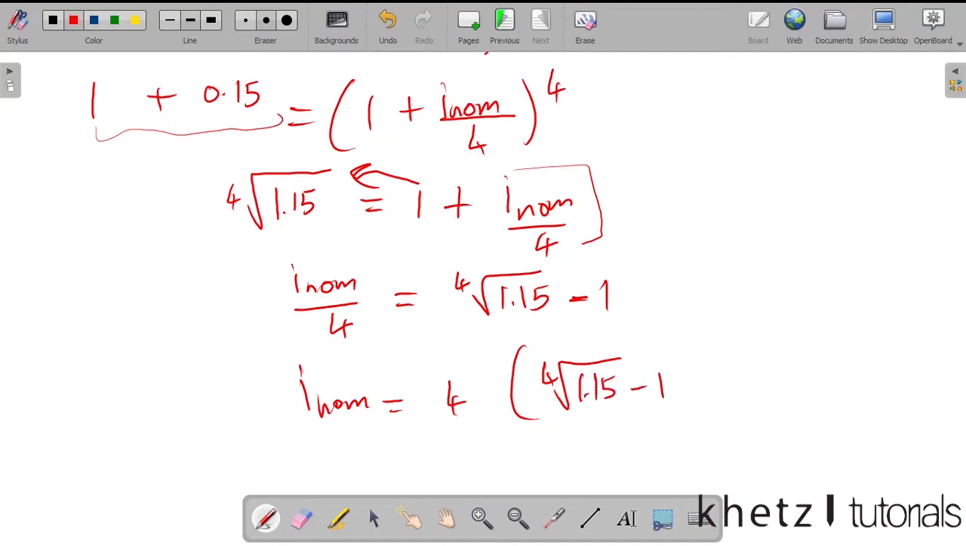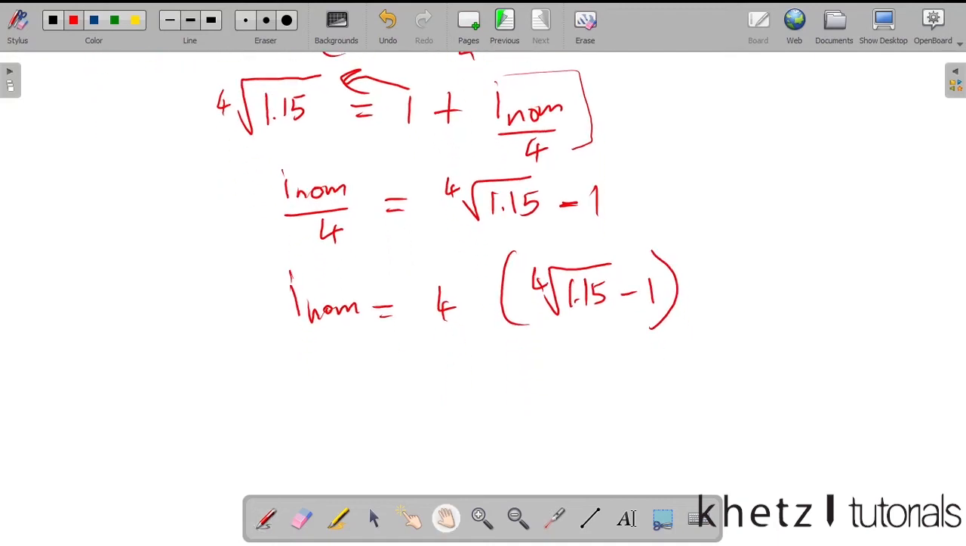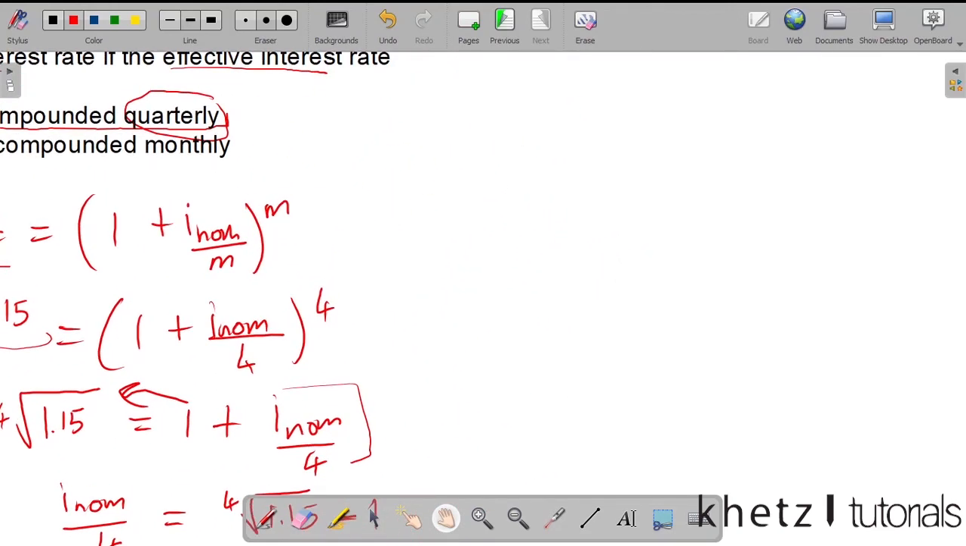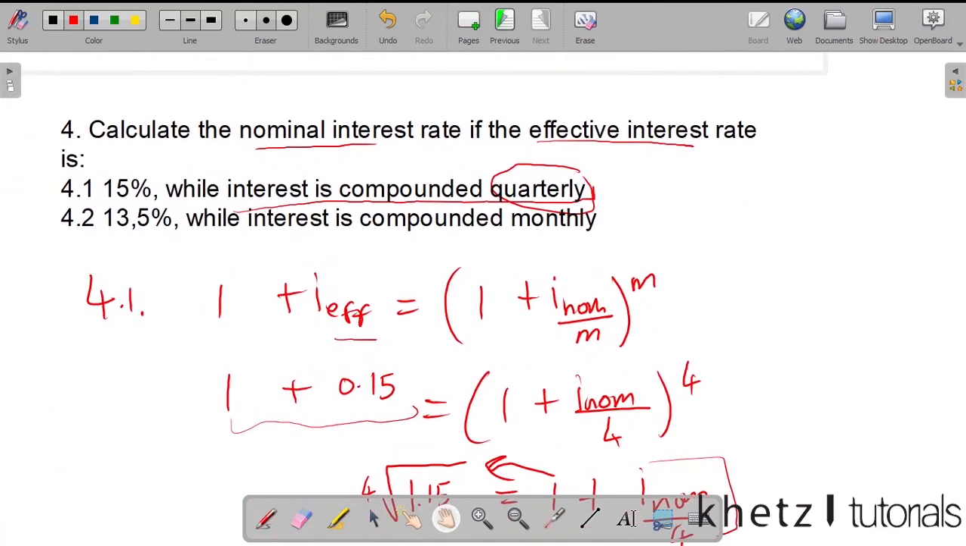And you just have to put this into your calculator and you'll actually get your value for I nominal, which should be 0.142. And in terms of percentages, this would be 14.2%. So lo and behold, we've actually solved that problem. And you basically just have to do the same thing for the next one.